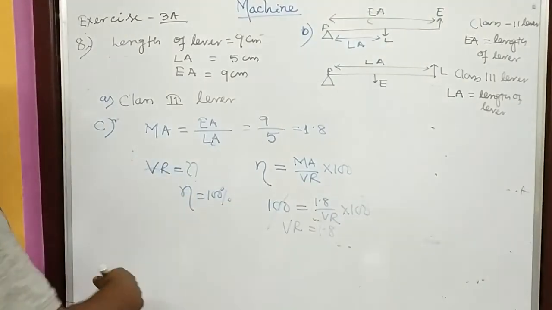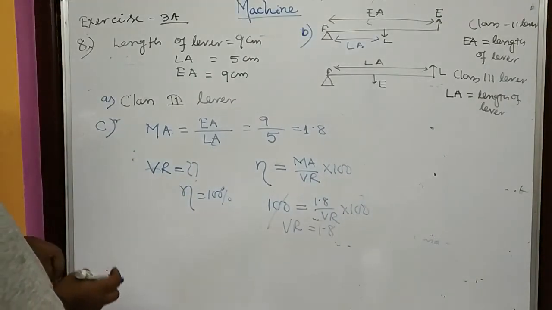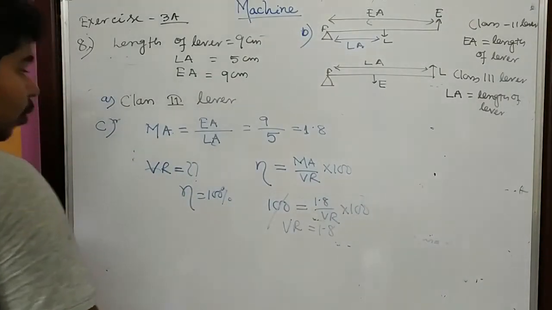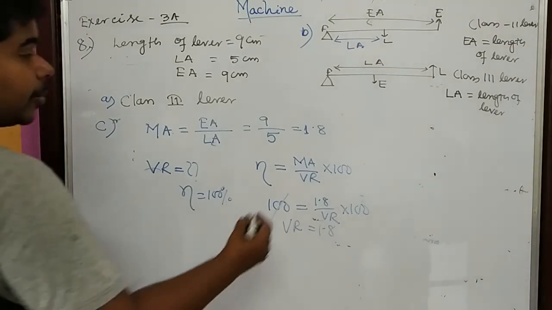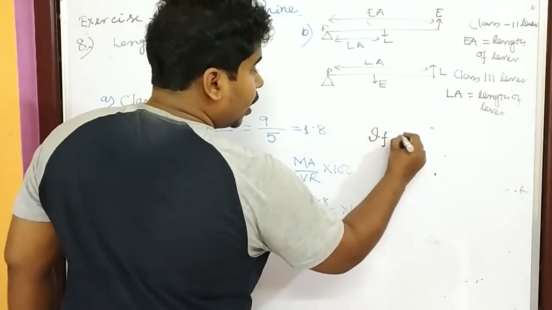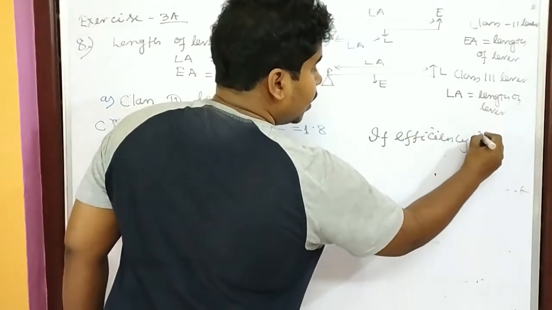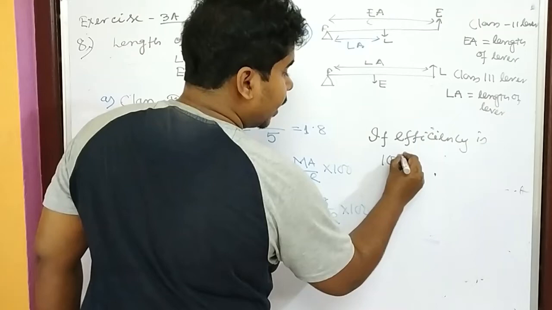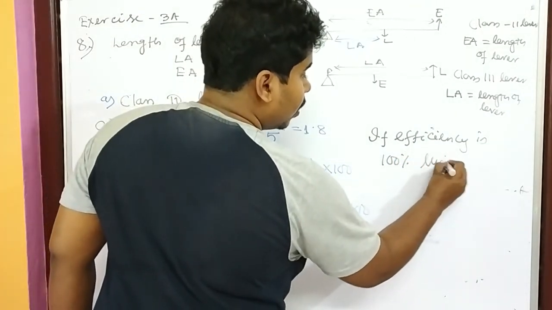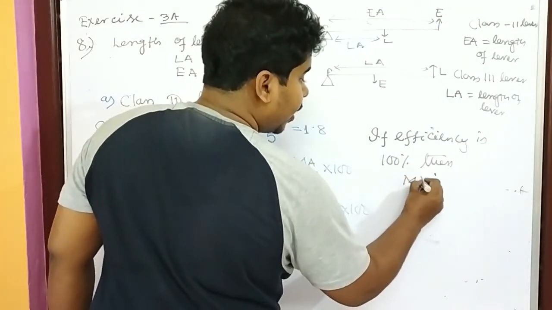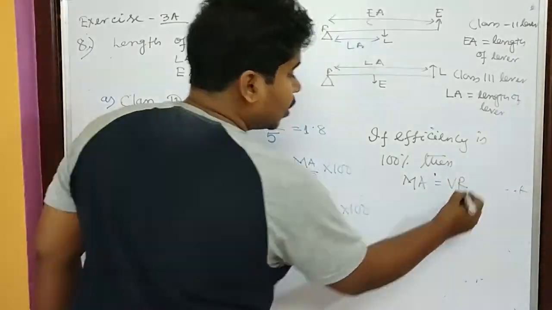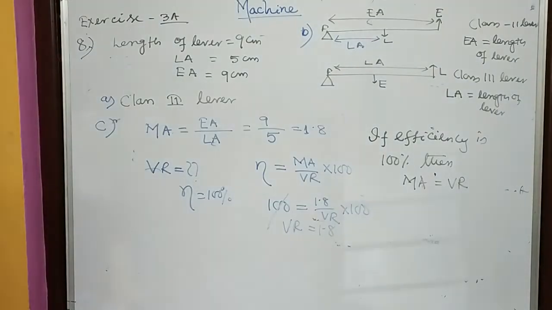So by that statement, we can conclude one thing. By this numerical, see what extra thing we have learned: if efficiency is 100%, then mechanical advantage will be equal to velocity ratio. If efficiency is 100%, then mechanical advantage will be equal to the velocity ratio.